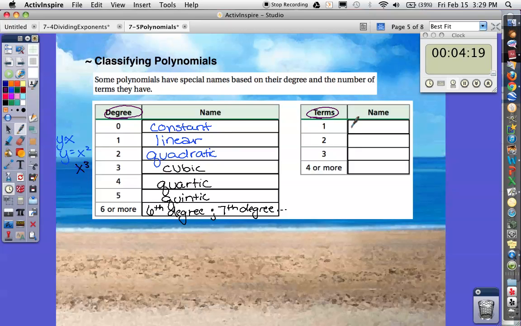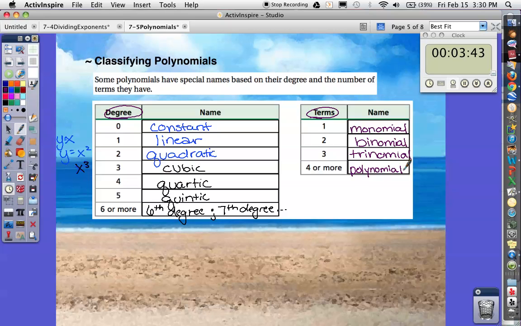If it has one term, you've already learned this word, it's a monomial. If it has 2 terms, you probably heard me say it, and think about it, what would we place mono with? A binomial. 3 terms, guys, 3 wheels, trinomial. And then anything more than that is just called a polynomial. So remember, a polynomial can be used to describe 1, 2, or 3 terms, but it also is specifically used to describe 4 or more terms.